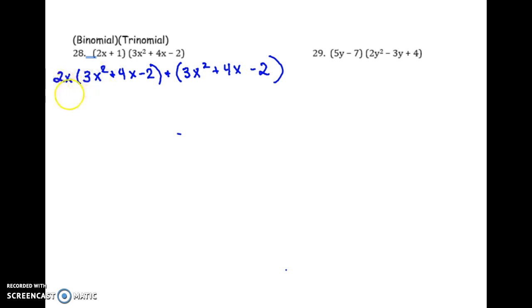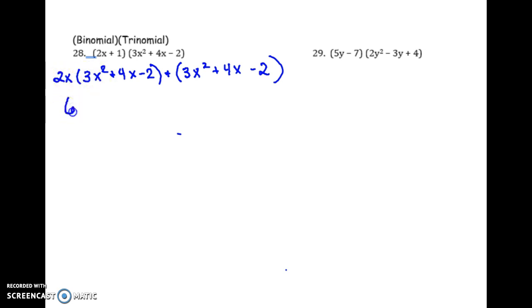All right. So if we have a binomial times a trinomial, this gets a little trickier. Notice we've got 3 terms here and 2. We're going to split it apart, and take the first term of the binomial, 2x, and multiply it by 3x squared plus 4x minus 2. And then we take the plus 1 and distribute that to 3x squared plus 4x minus 2. Because the second term is a 1, we don't have anything we're distributing, but this is going to be important because we're going to have to combine like terms in this example.